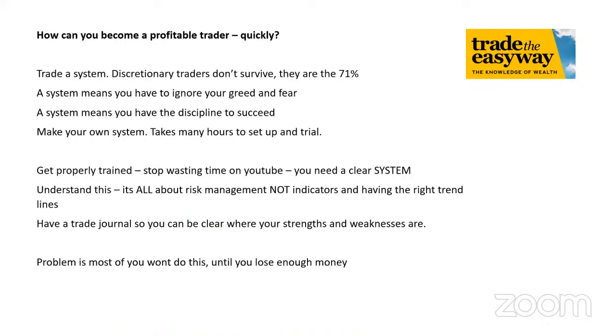All right. You've got to trade a system. Discretionary traders don't survive. They're all part of the 71% that lose money. You have to have a system. I can't say that too many times. If you haven't got a system, then you ain't going to survive. You ain't going to see it through.